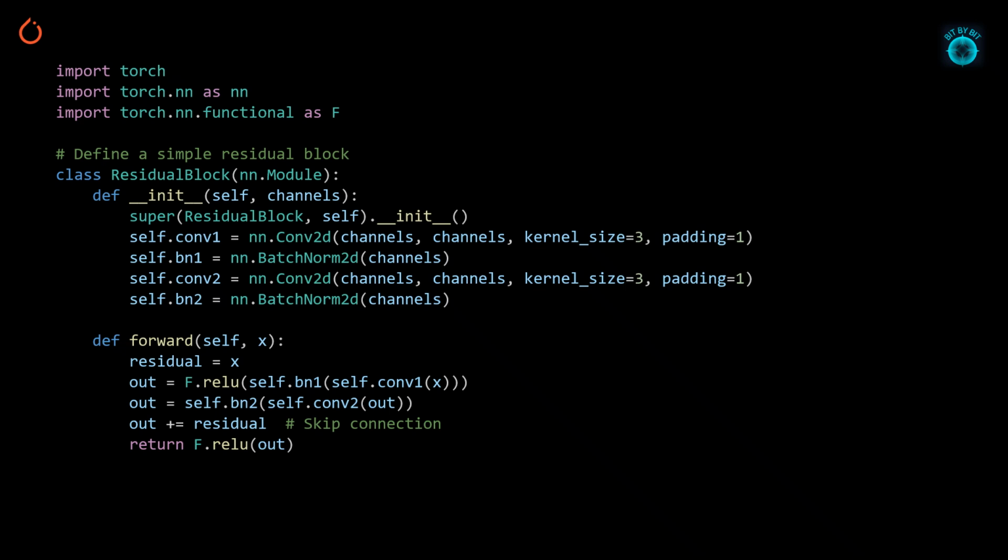In the forward function, the input is first saved in a variable called residual. Then we apply the first convolution, followed by batch normalization and the ReLU activation. After that, we apply the second convolution and batch normalization again. Before applying ReLU, we add the saved input, or residual, back to the output using the plus equals operation. This is the skip connection. Finally, we return the ReLU of the summed output.